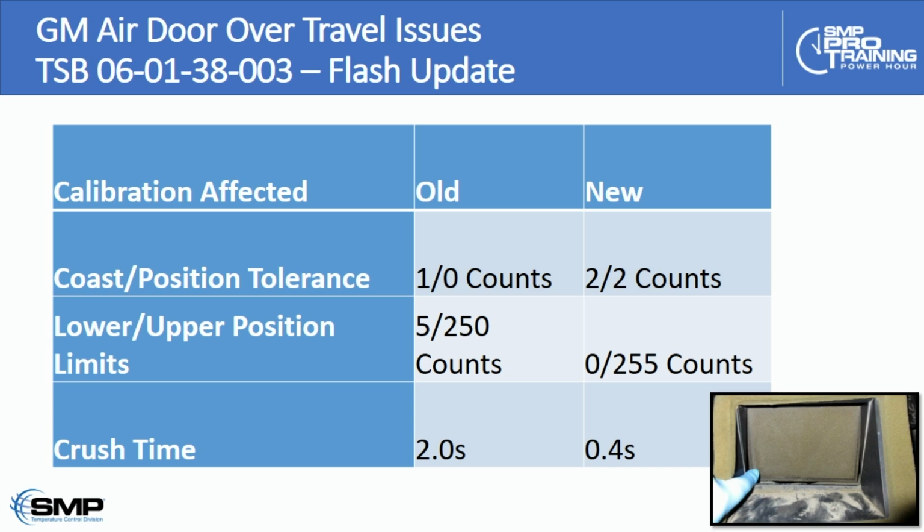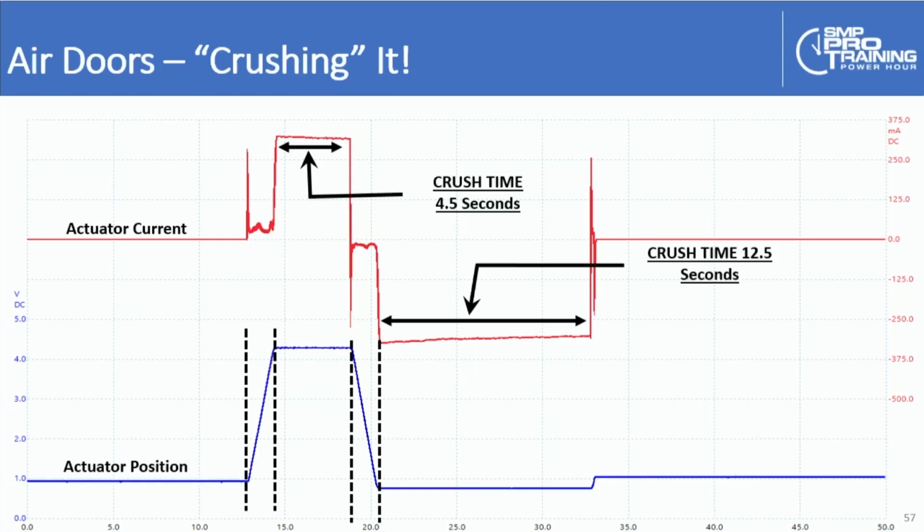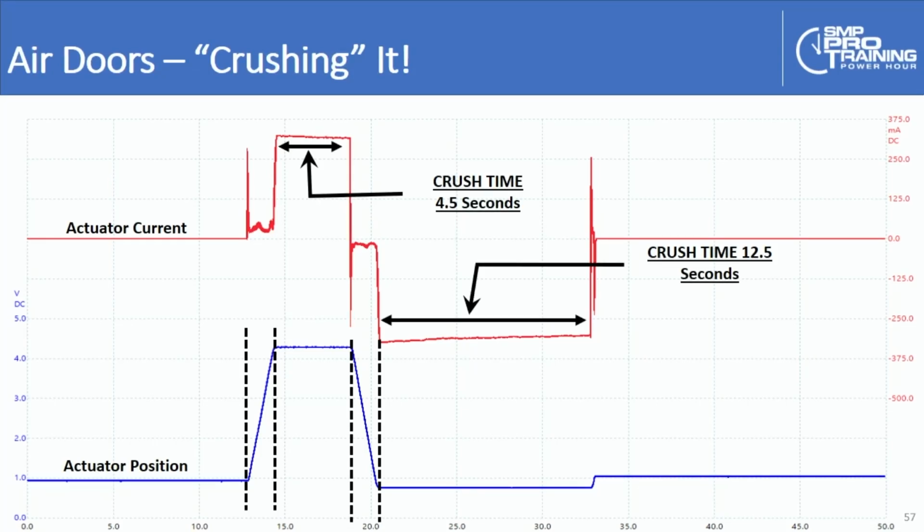And that is typically, and we'll see it here in this scope pattern, do you see where it says crush time 4.5 seconds? Well, that means that during an actuator recalibration, the computer will drive the motor to the end of its travel, and it will keep torquing it for 4.5 seconds. And then you see on the other side, the crush time is actually 12 or 12.5 seconds.